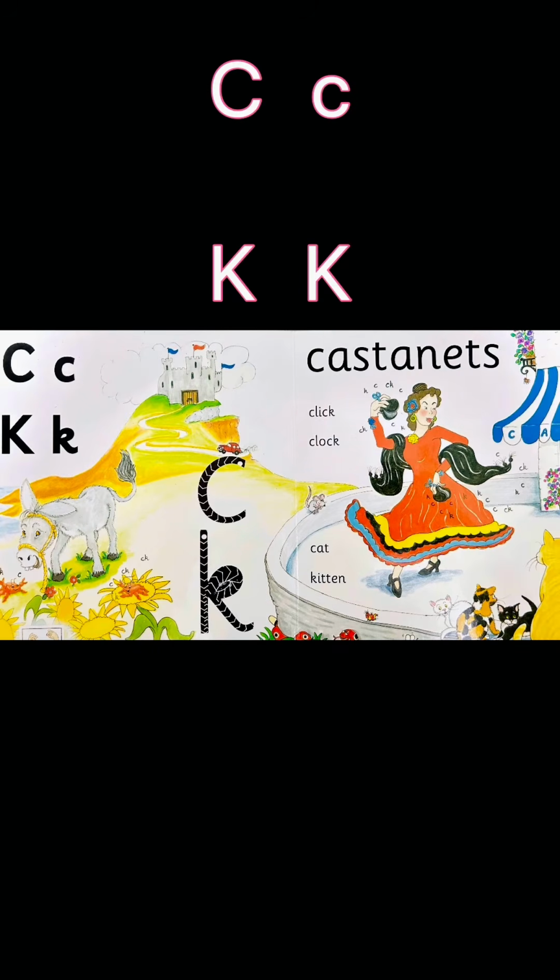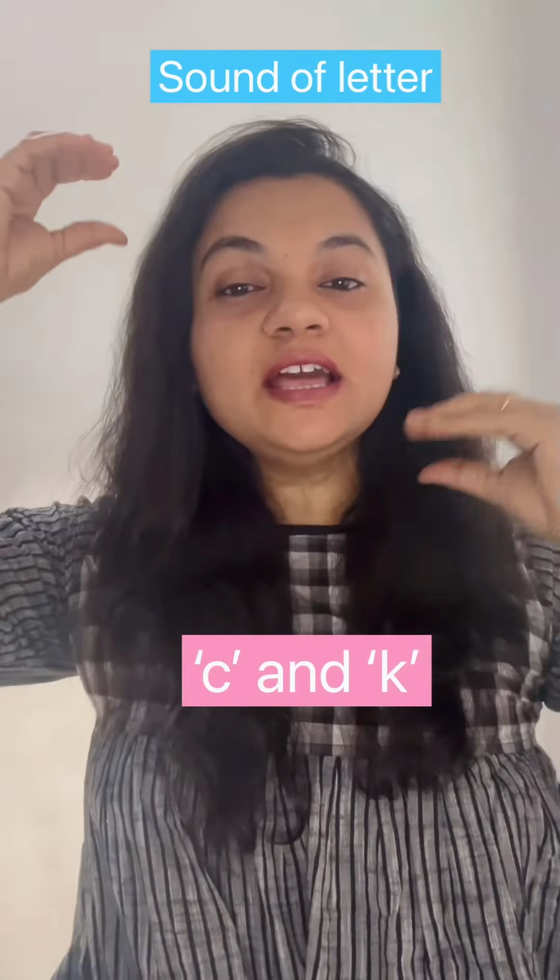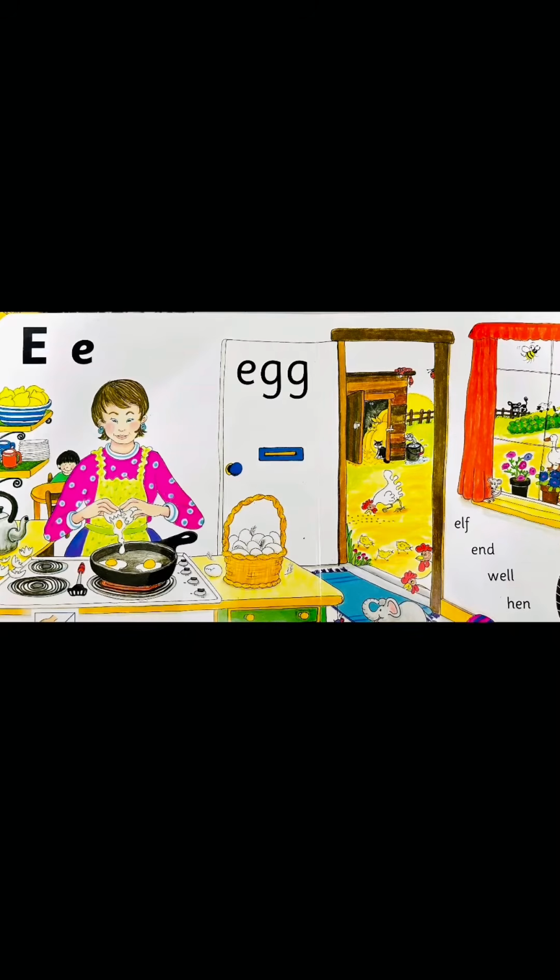Sound of C and K, both are same. For action, raise hands and snap fingers like a crab's pincers or as if playing castanets and say k, k, k, k. Sound of CK.